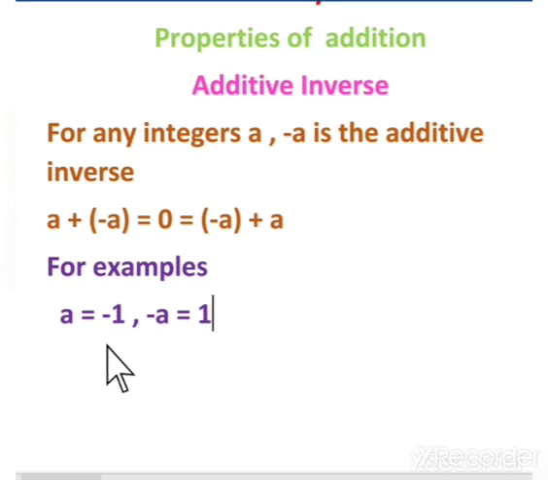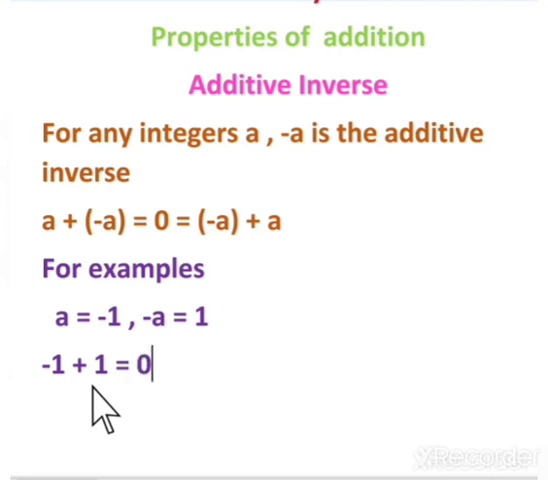And if you add this number, the answer will be 0, isn't it? If you add minus 1 and then plus 1, the answer will be 0 because both numbers have different signs. So we are going to subtract this number. If we subtract this number, the answer will be 0. And if you add in reverse order, let us see whether the answer comes the same.